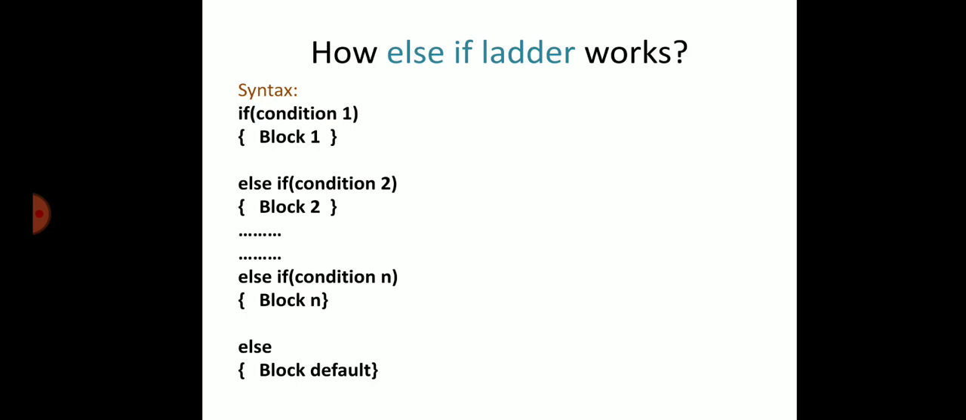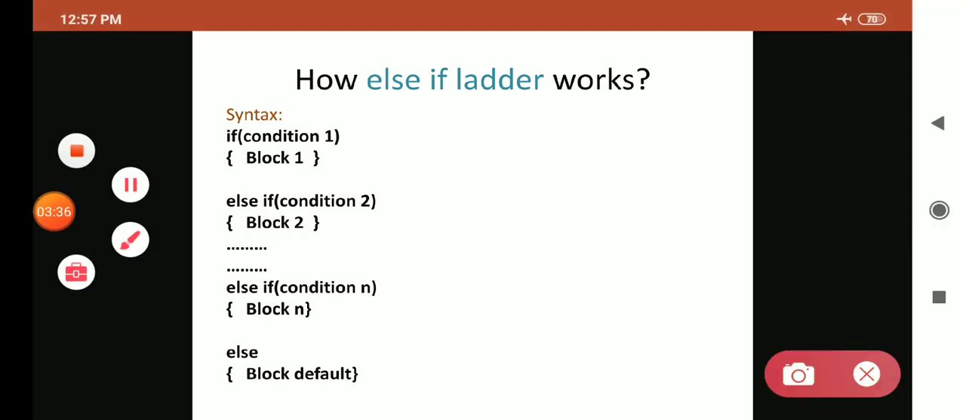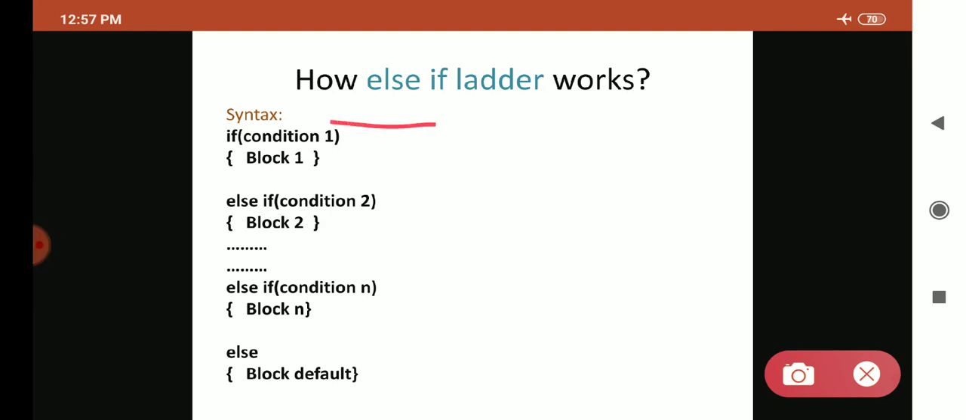One more concept to understand before the program is the else if ladder, because this statement is used in our program. Now let us see how it works. If you observe, we have written if condition 1. If this condition 1 is true, then block 1 is executed, whereas all remaining blocks will be skipped. The use of the else if ladder is, if there are many options and we want to choose only one among those, then we go for the else if ladder.